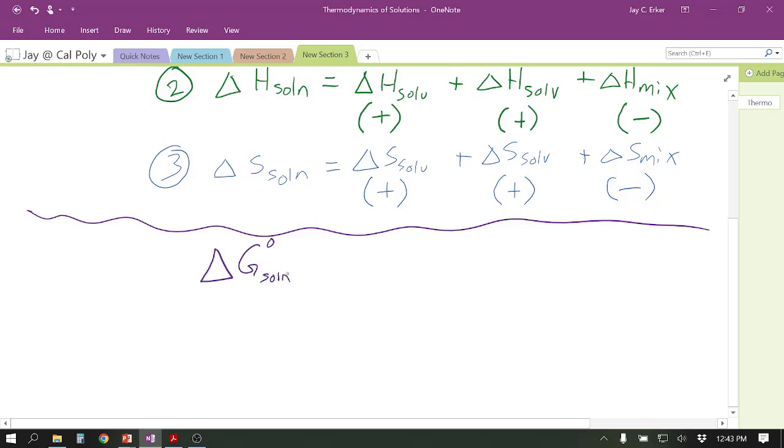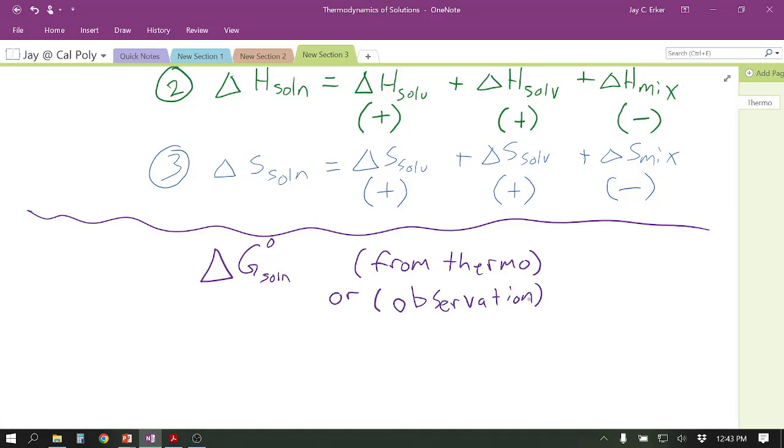Now, the delta G of solution is something that we know we can figure out from delta H and delta S. But we can also determine delta G by doing experimental observation. If we see two things mixed together without putting extra energy in, that's going to be a spontaneous process. That's going to be product favored. That's going to be a process where we know delta G is negative.